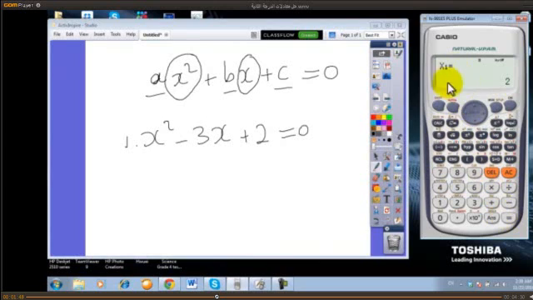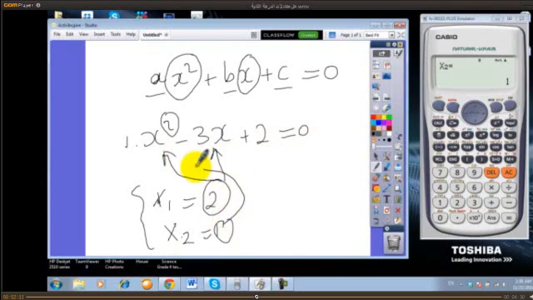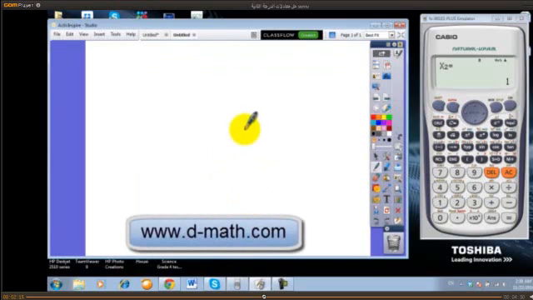Now I press equal again, and I get the first value of x, which is x1, the first solution, which is equal to 2. Because it's of a second degree, it has two solutions, so I press the equal sign again, and I get the second solution, x2 is equal to 1. These are the two solutions of the equation. So if I substitute 2 instead of x, I'll get 0, and if I substitute 1 instead of x, I'll also get 0.